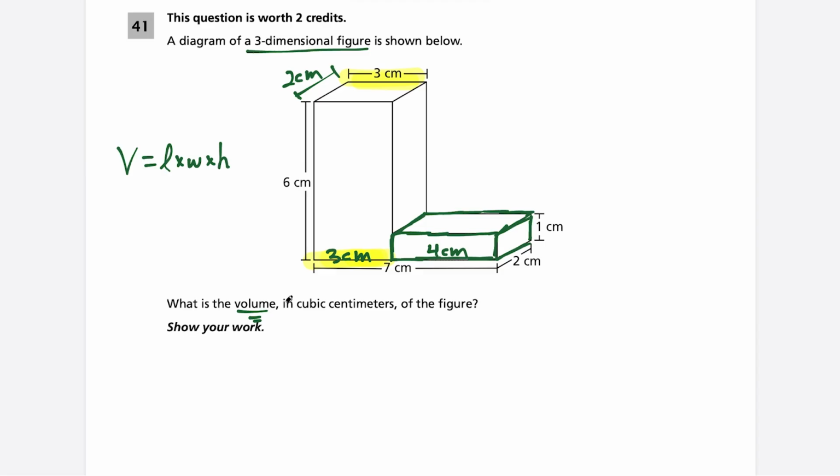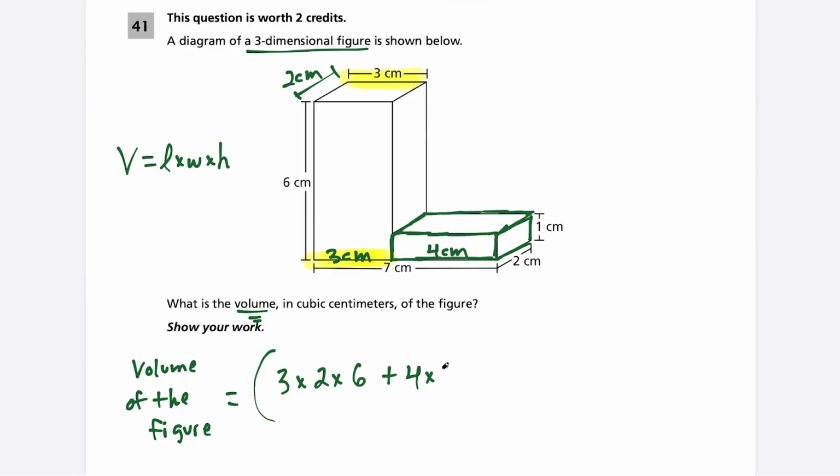So now I'm going to find the volume of the figure. Okay, so we have the volume of the figure, and we're just going to work this part out over here. So we have the volume of the figure is equal to, and I'm just going to put this all in parentheses. So I'm going to find the volume of the tall one first. So we have the length is 3 centimeters times the width is 2 centimeters and the height is 6 centimeters. And then we're going to add the volume of the shorter one. So the length here is 4 times the width is 2 times the height is 1. And the units here are cubic centimeters. So I'm just going to write that on the outside here and just worry about working out the numbers on the inside.